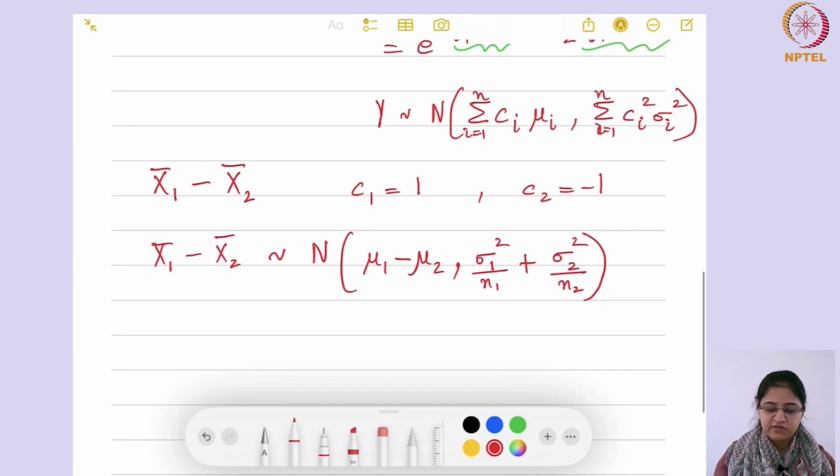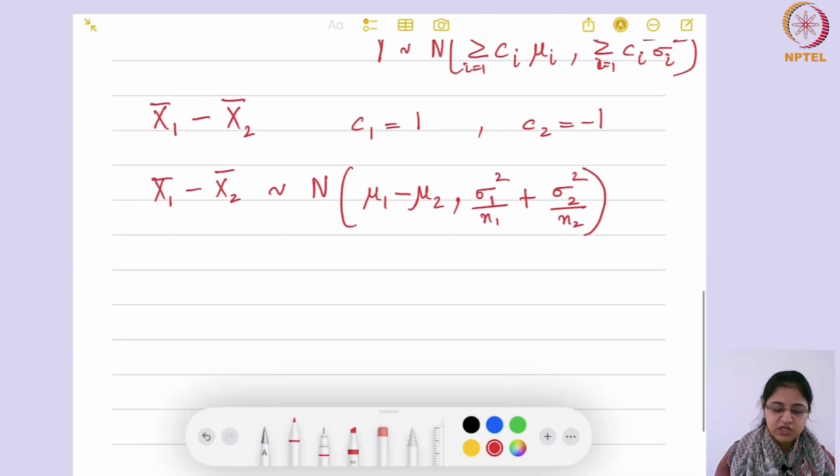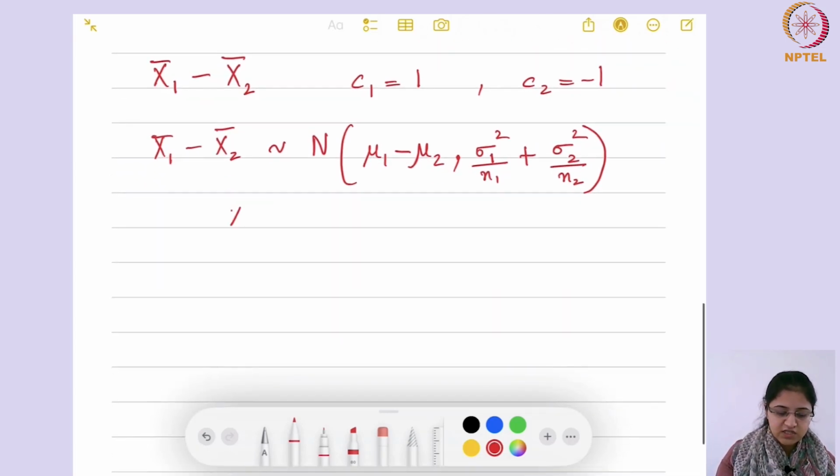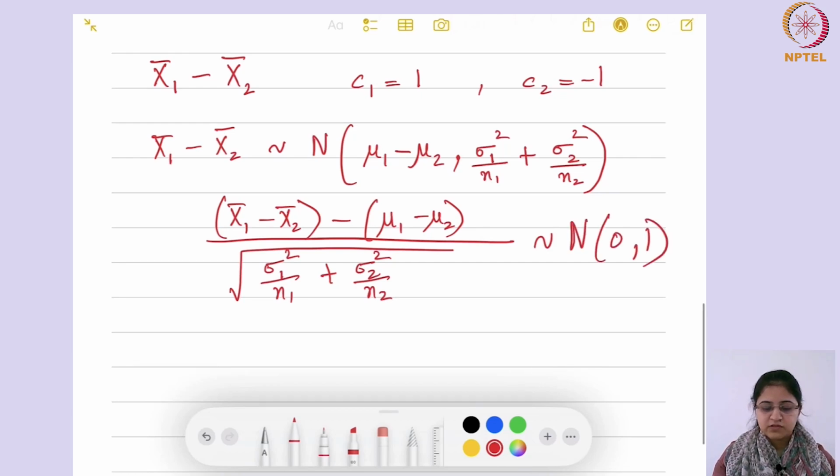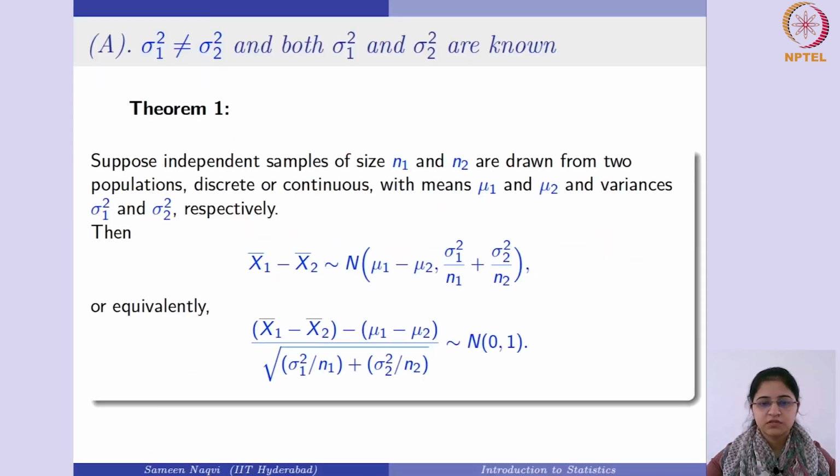And we know that if we standardize it, then obviously, as we have seen in the last lecture also, this would follow the standard normal distribution. So x1 bar minus x2 bar minus mu1 minus mu2, divided by the square root of sigma 1 square over n1 plus sigma 2 square over n2, would follow the standard normal distribution. So this is the result of which we have now just seen the proof.